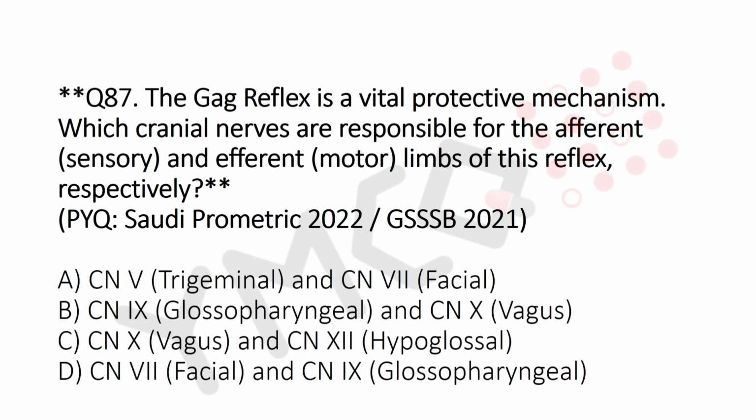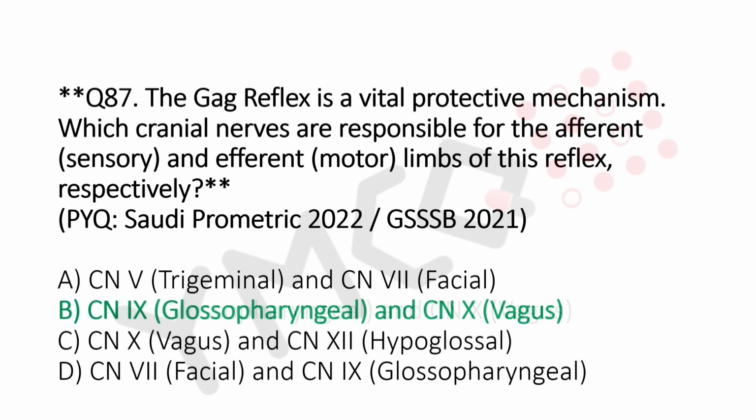The gag reflex is a vital protective mechanism. Which cranial nerves are responsible for the afferent and efferent limb of this reflex respectively? Option A, cranial nerve 5 and cranial nerve 7. Option B, cranial nerve 9 and cranial nerve 10. Option C, cranial nerve 10 and cranial nerve 12. Option D, cranial nerve 7 and cranial nerve 9. And the answer is option B, cranial nerve 9, that's glossopharyngeal, and cranial nerve 10, that's vagus.